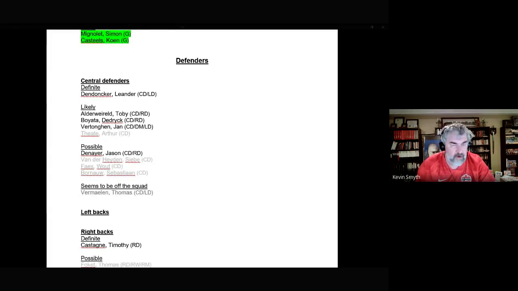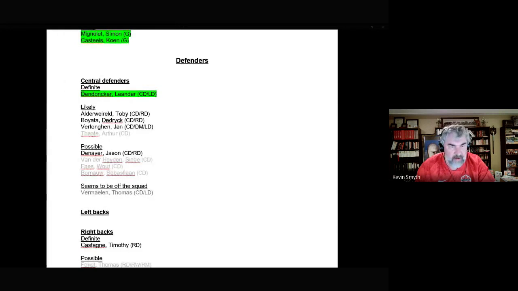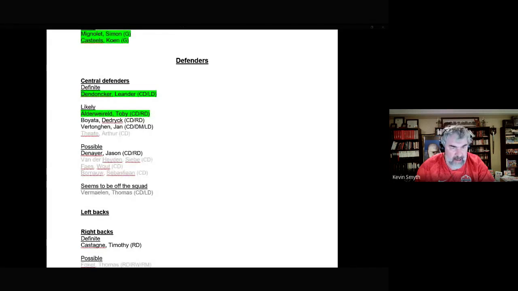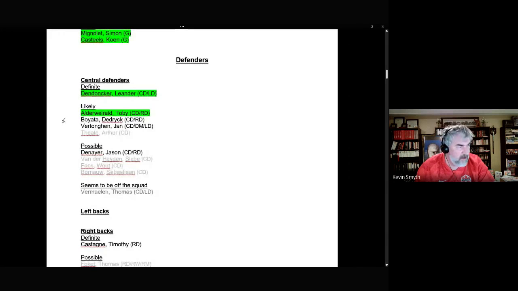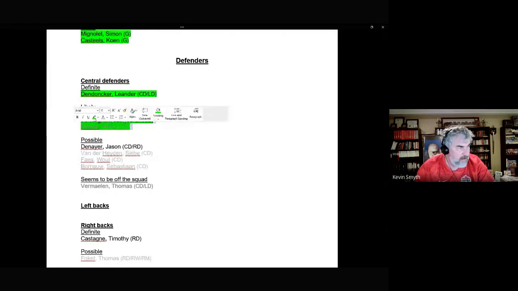So among all of those players, well, we'll go from the top this time. Leander Den Donker made it to the squad. So did Toby Alderweireld. However, Dedryck Boyata only made it to the preliminary squad, but not the final squad. Jan Vertonghen and Arthur Theate did make the final squad.